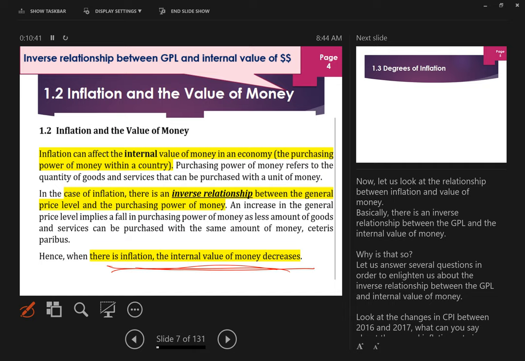Just now you were introduced to this term known as deflation. What is the relationship between deflation and the value of money? When there's deflation, it's just the opposite. Your general price levels are falling, and with the same amount of money, you are now able to buy more goods and services than before. So as a result, the internal value of your money increases. You just have to swap it the other way around.